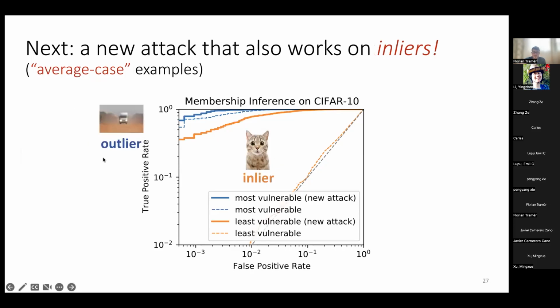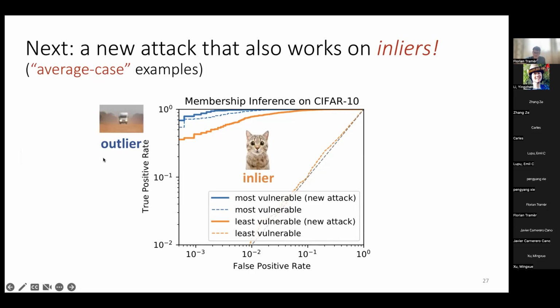And yet what I'm going to show now is a different type of attack, where we can get membership inference to work even for inliers like this cat image here. And so we get these ROC curves that are shown here in bold, where even for inliers, we can get an attack that works incredibly well, and nearly as well actually as the attack on outlier data.